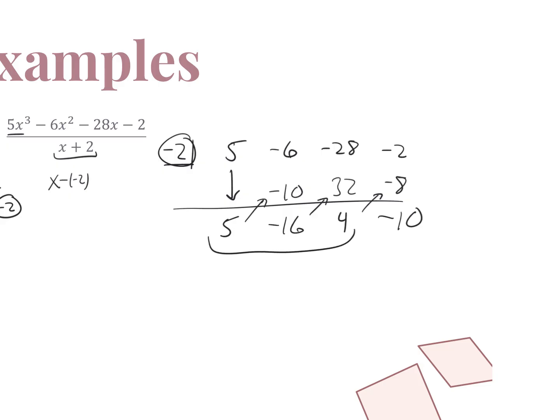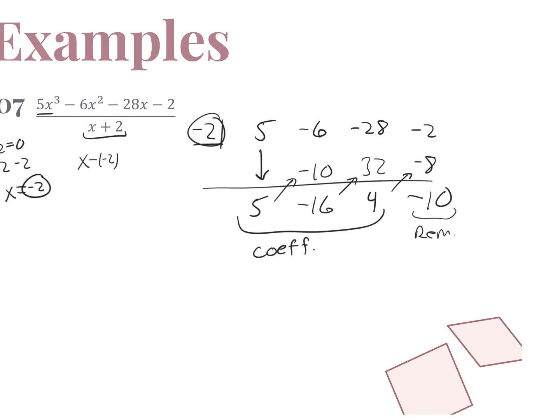And then once again, these are going to be the coefficients of your quotient, and this last number here is going to be your remainder. All right? And because our highest exponent to start was a 3, that means my highest exponent in our quotient is going to be an x squared. And then it's going to go again in decreasing exponent order. So it's going to be 5x squared minus 16x plus 4, and then this negative 10 is your remainder. So your final answer is going to be 5x squared minus 16x plus 4 plus negative 10 over your divisor, so over x plus 2.